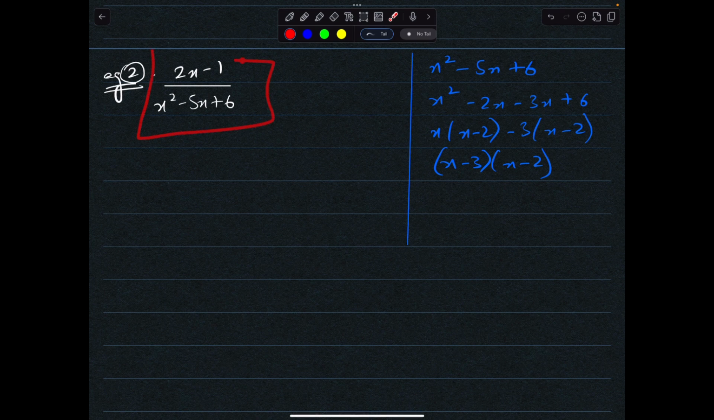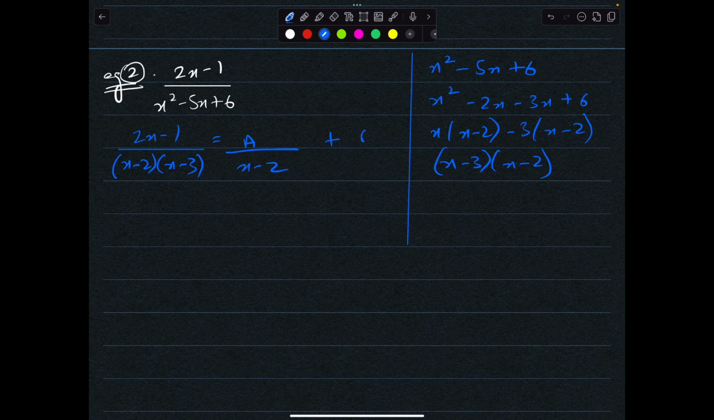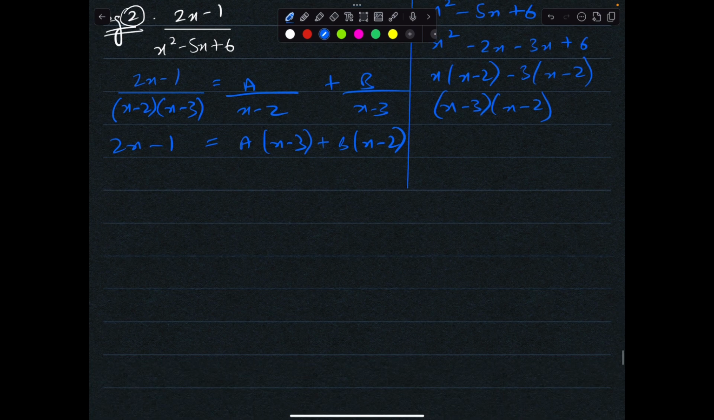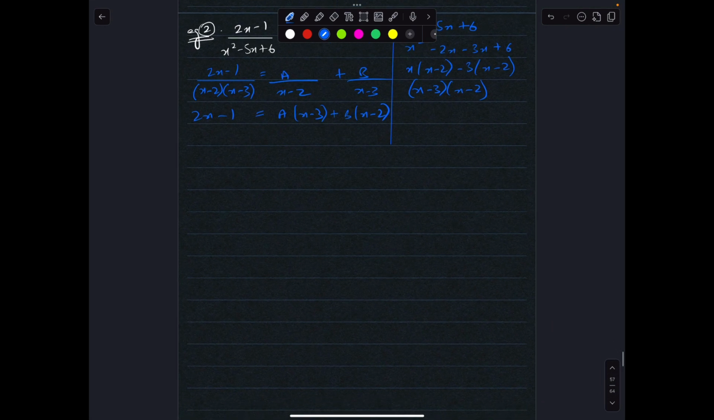And thus this fraction can be rewritten as 2x minus 1 over x minus 2 and x minus 3. It doesn't matter which order you like. The final answer should be the same. So a over x minus 2 plus b over x minus 3. So cross multiplying would give me a into x minus 3 and b into x minus 2 after I cancel off the denominator. So now I can simply apply the Kawada method.